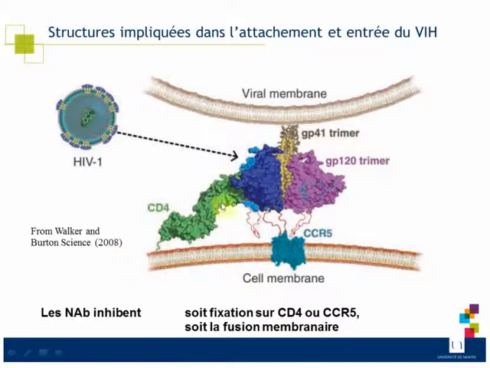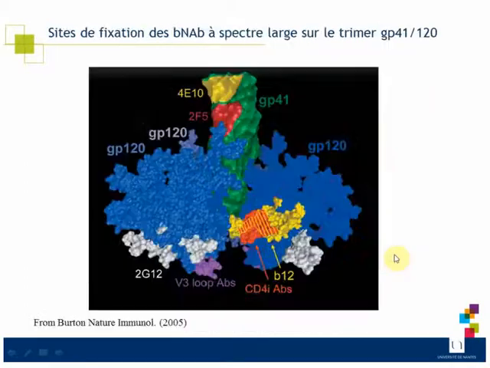Okay? So these are 3 essential steps: CD4 binding, CCR5 binding, and deployment of the fusion domains. So neutralizing antibodies can inhibit any one of these steps if they fix the CD4 binding site, if they fix the CCR5 binding site, or if they fix the fusion domains.